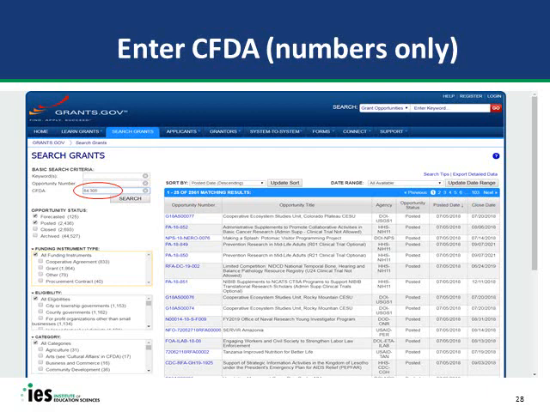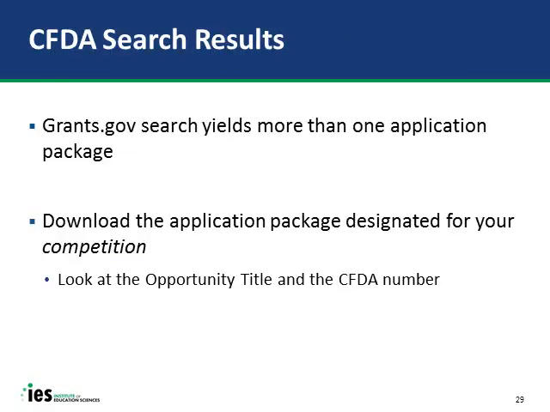Here, I've entered 84.305 in the search field, circled in red. When you search by CFDA number without the alpha character, you will get a list of all of the competitions offered. Make sure you select the opportunity title and CFDA number for your competition.